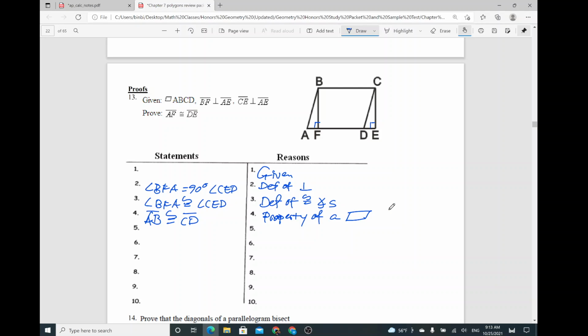Okay, so now let's see what else we have. So this one, well, if that's a 90 degree, here's another thing we can show. We can use the hypotenuse and leg theorem to show that the triangles are congruent. Okay, so here's another thing that we can do.